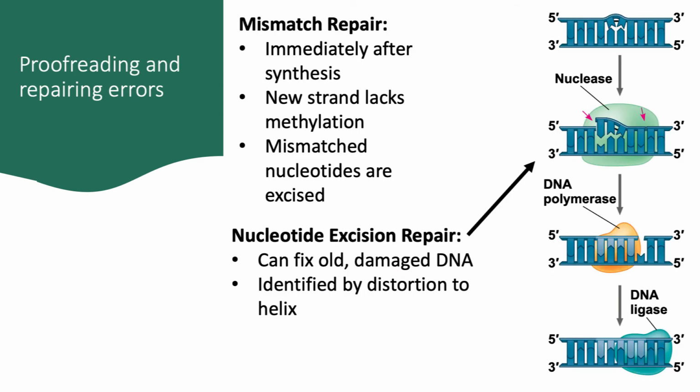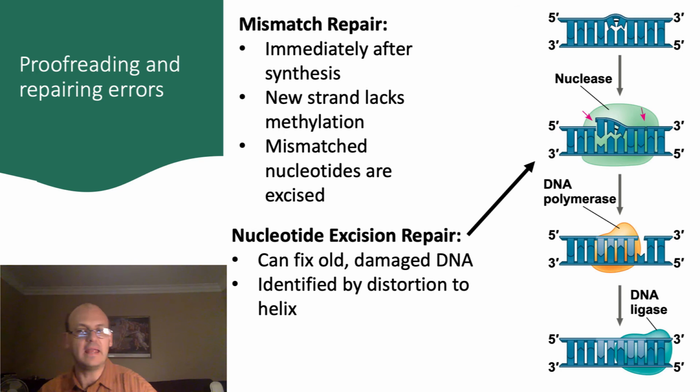As the polymerase moves along the template strand, it adds nucleotides that are complementary to the template. However, occasionally it makes a mistake and adds a base that's not complementary. When this happens, many polymerases have proofreading capabilities and are able to detect the mistake, get rid of the mistake, and then replace it with a properly matched nucleotide. However, even this sometimes fails and the wrong bases get added.